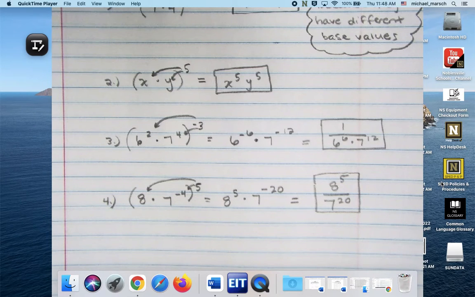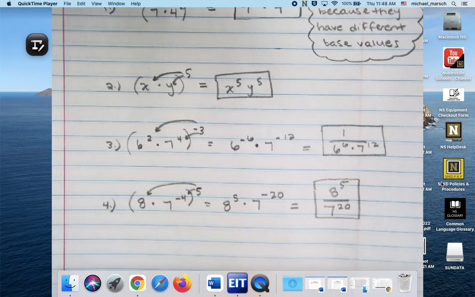Ready for power of a quotient? Can't wait. Math is awesome. All right, next page.